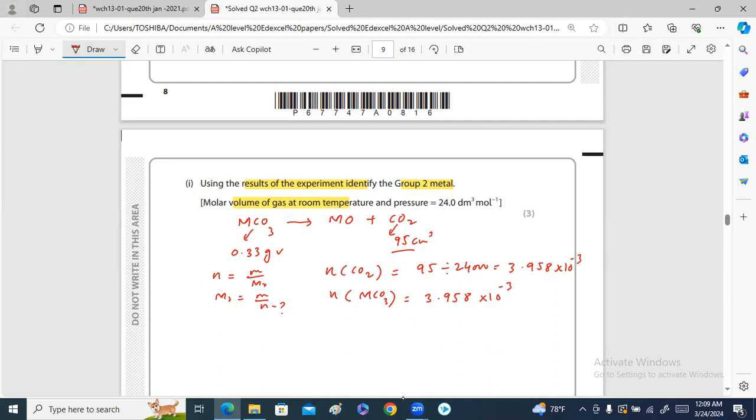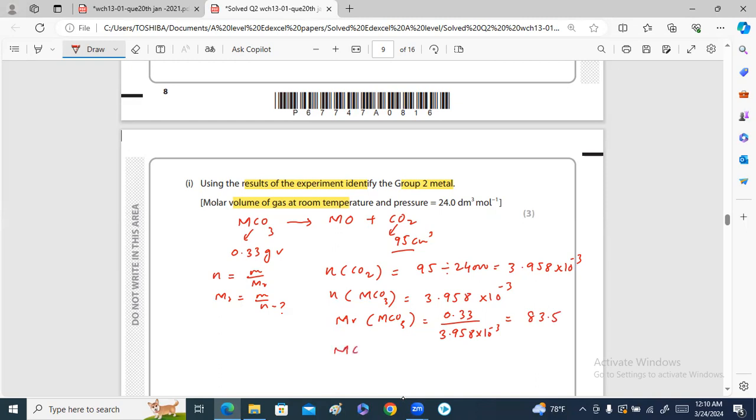Then calculate the Mr of metal carbonate. This is the formula. So Mr is mass over moles. Mass 0.33 divided by moles, 3.958 times 10 raised to minus 3. So the Mr is 83.5. Now, this metal carbonate is 83.5.